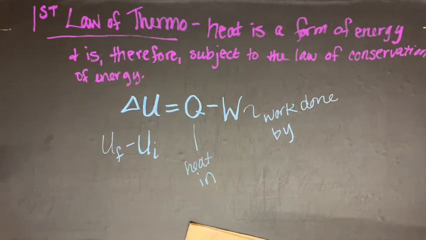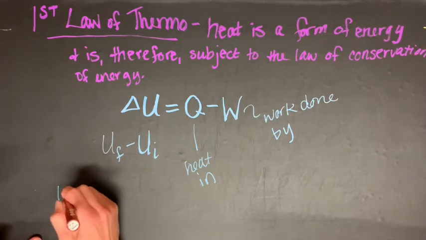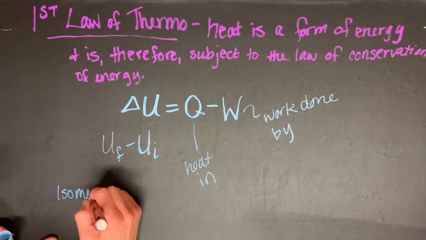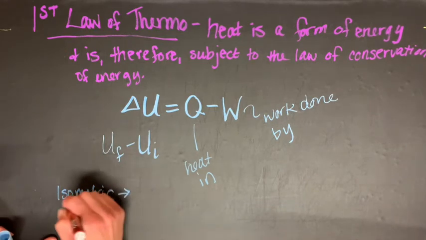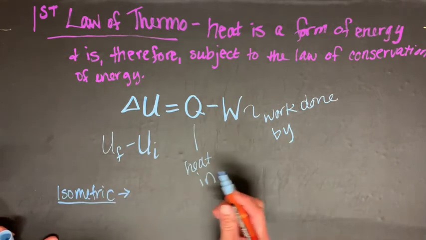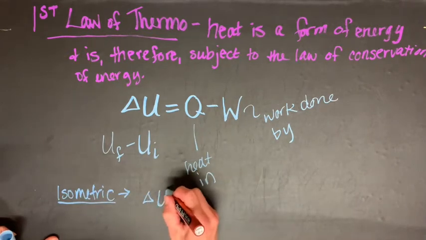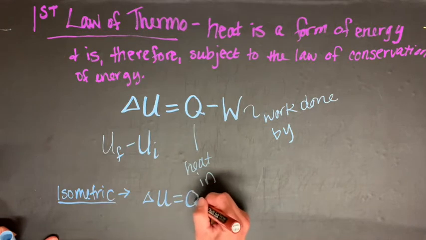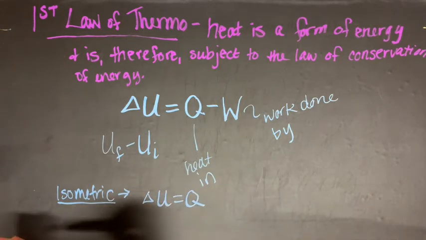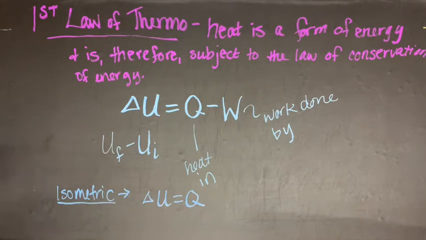The thermodynamic processes discussed in the last section can therefore be expressed using the equation for the first law of thermodynamics as shown below. Our three processes are listed there. We have the isometric process. In this case, we know that the work is 0, so your change in internal energy is going to equal your energy transferred as heat.